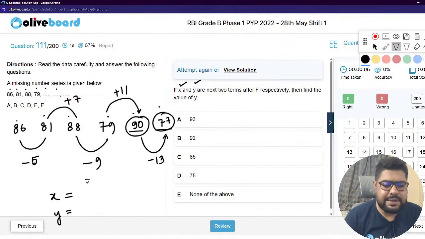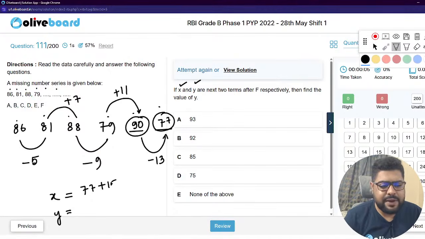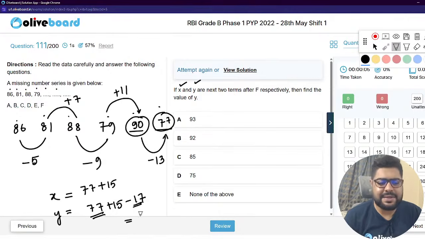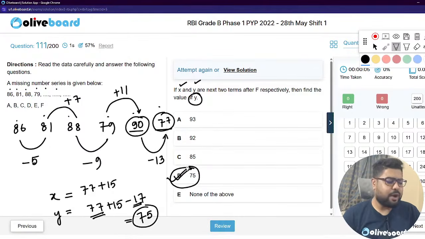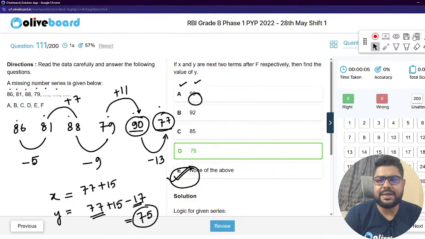This is 77 and after -13 the next number should be +15. So X is 77 plus 15, and Y is the next number, which should be -17. So 92 minus 17 is 75. My answer for the value of Y will be option D, 75. Option D, 75 will most definitely be the correct answer for this particular question.